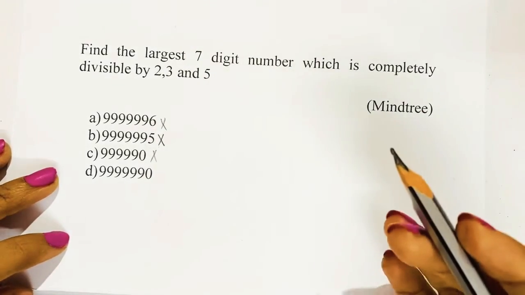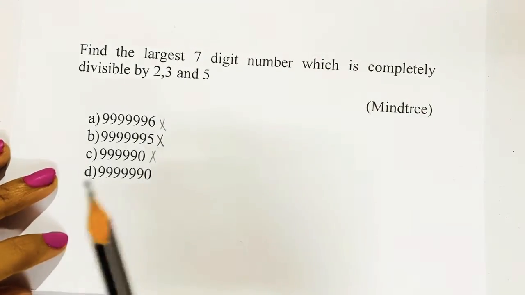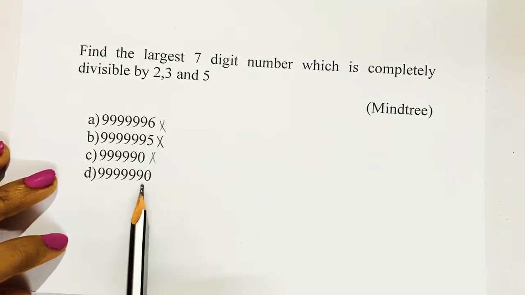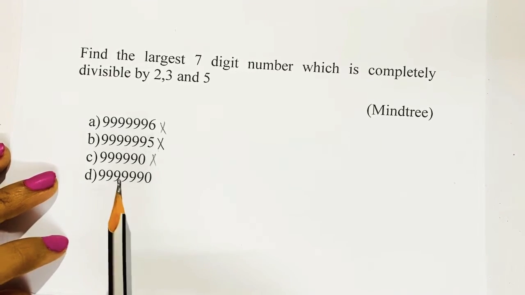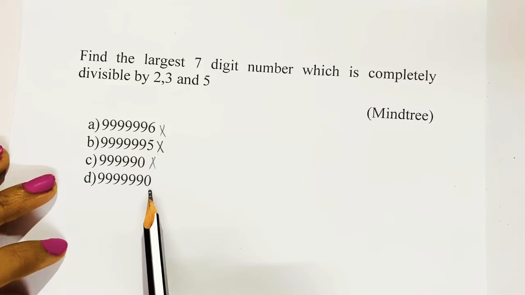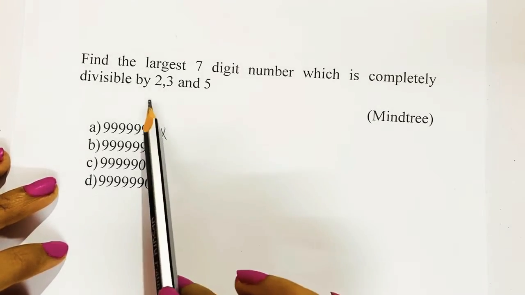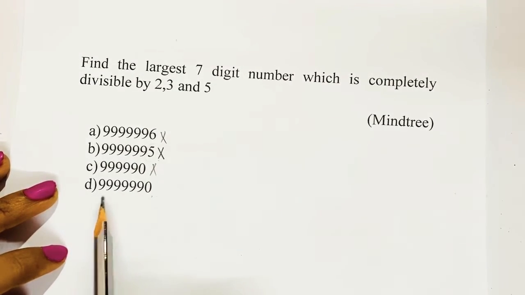To check whether a number is divisible by 3, we have to sum up the digits. As all the digits here are 9, definitely the sum will be divisible by 3. As it ends in 0, it will be divisible by 2 and 5. So this number is the answer.